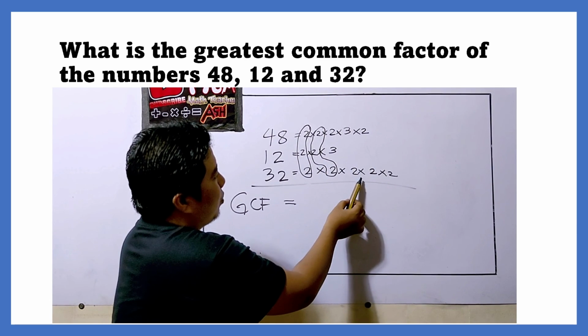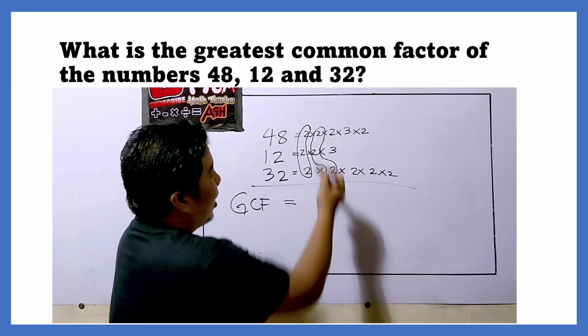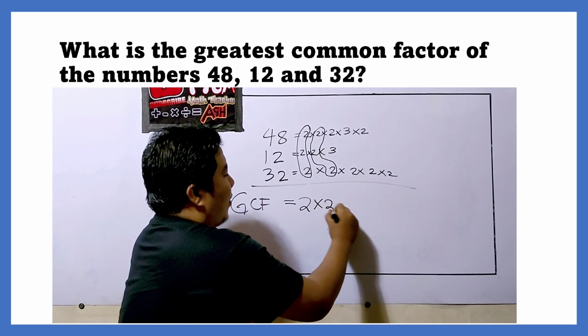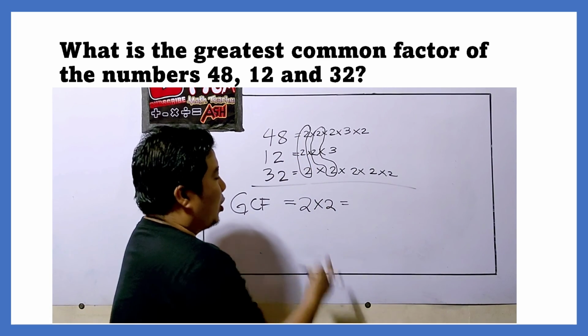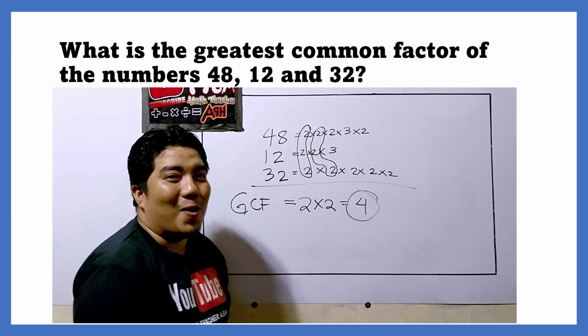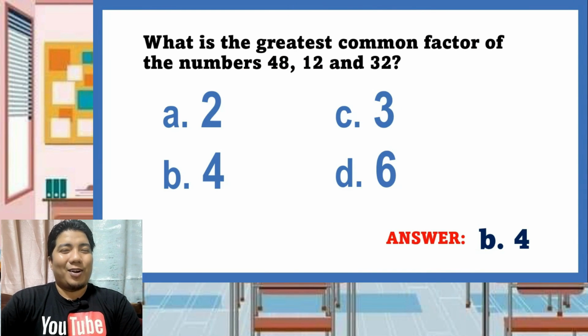Now, 2 and 2 is also available, but this has no more 2 anymore. So, therefore, there are only 2 pairs of 2. So, the GCF of 48, 12, and 32 is 2 times 2, and that is 4. Alright. And the correct answer, my dear math learner, is letter B, 4.